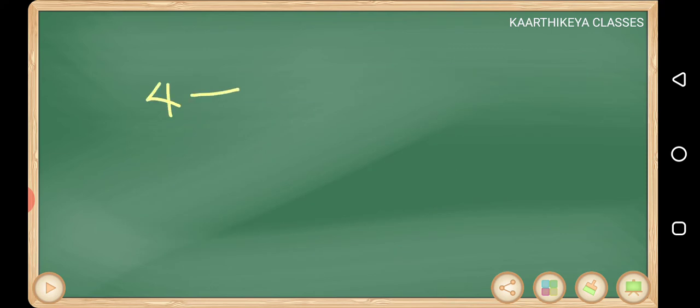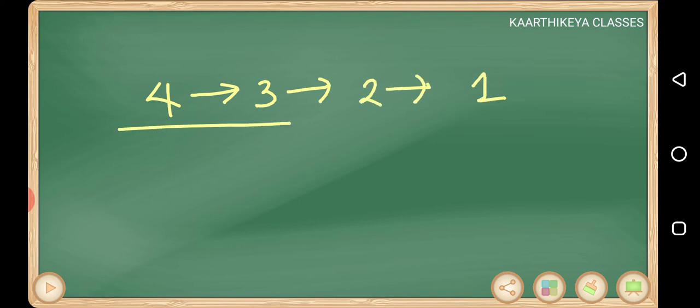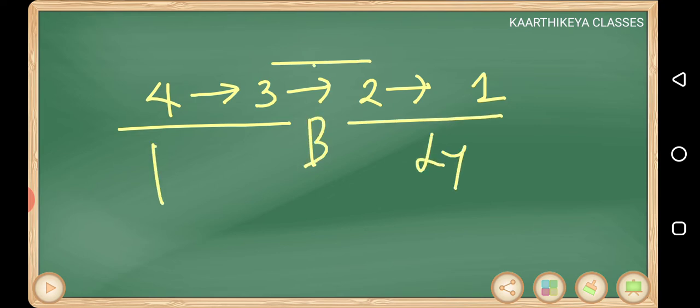So 4 to 3, 3 to 2, 2 to 1. For example, if this is given, what are these lines called? 4 to 3, 3 to 2, and 2 to 1. 2 to 1 is Lyman series. So this is Balmer series, and this is Paschen series. And all lines are called alpha lines because the difference is only 1.